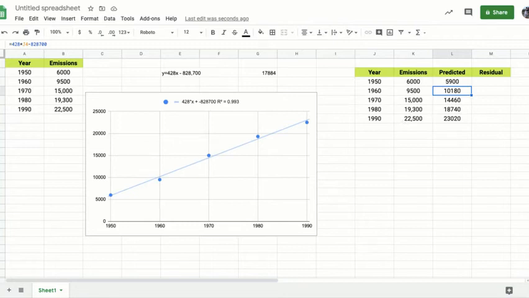So we now need to calculate the residuals. Well, how do you calculate the residuals? Well, a residual is simply the actual amount minus the predicted amount. So I clicked an equal sign, I clicked my actual amount, and I subtracted my predicted. And then what I'm going to do, click that, and I'm going to drag it down.